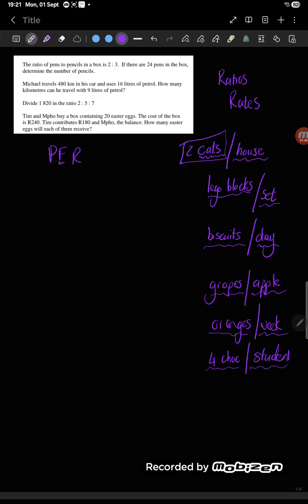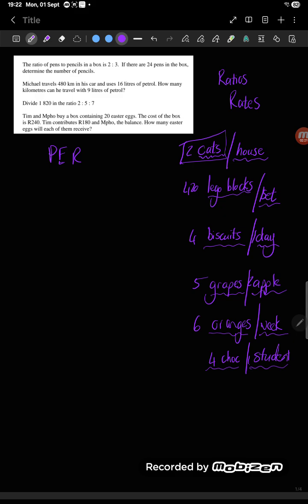Now sometimes I can have, how many Lego blocks are there per set? Maybe there are 420 Lego blocks per set, we wish, per one set. Maybe I eat 4 biscuits in one day. Maybe I have 5 grapes for every 2 apples. It's a strange ratio. How many oranges do I eat? I eat a lot of oranges per week. How many chocolates per one student? 4 chocolates per one student.